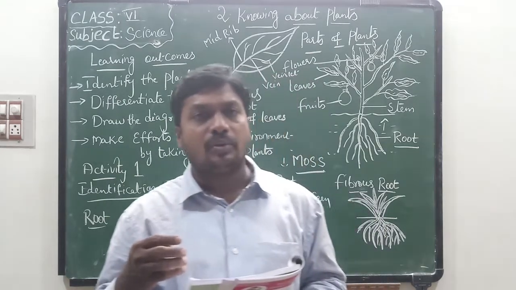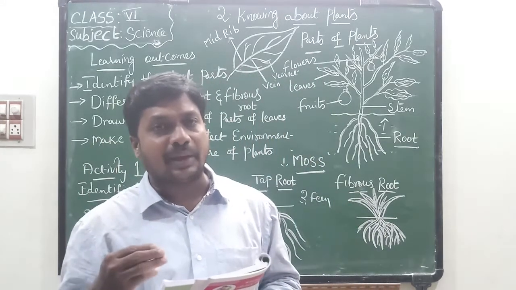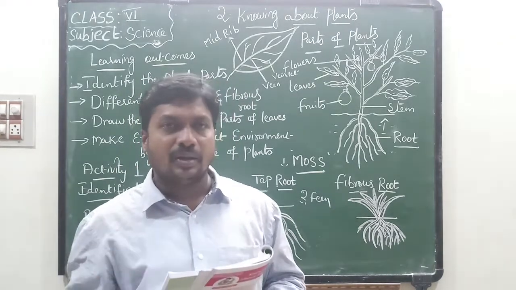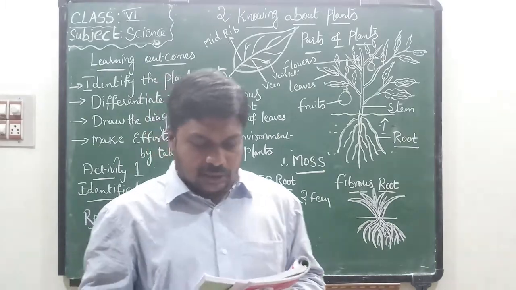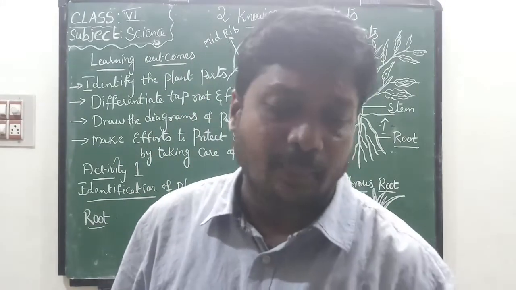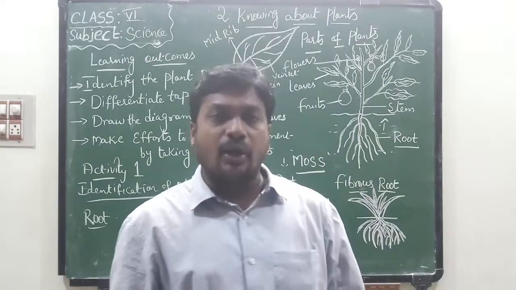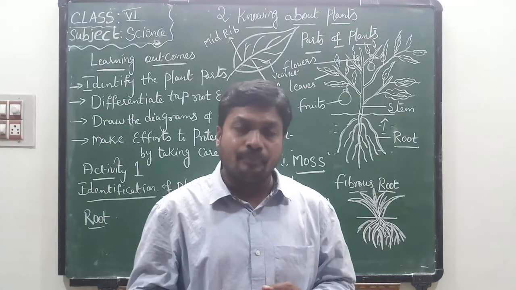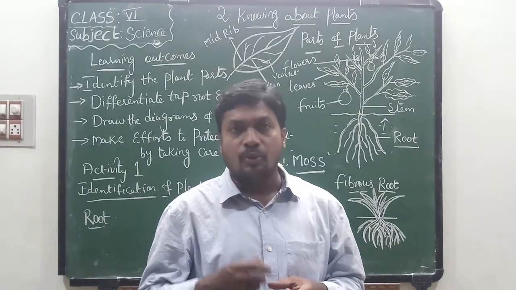Some plants have 4 parts, some have 3 parts. Some do not have these 4. Okay. So, if you observe plants, we can find some plants like mango and neem have stem, leaves, roots, and flowers.